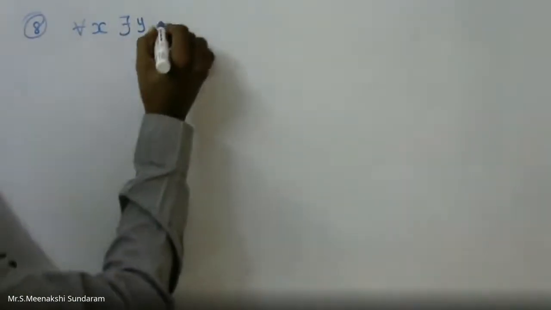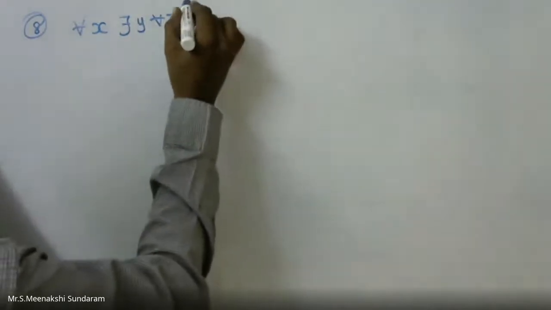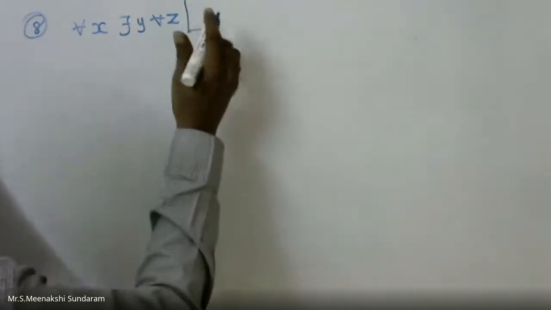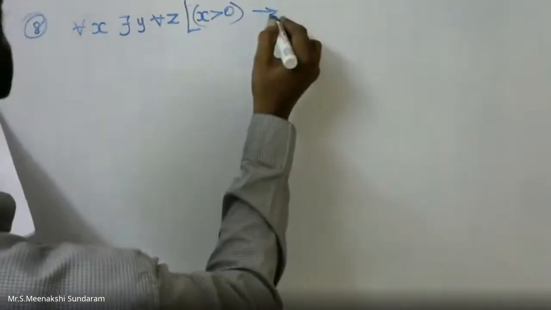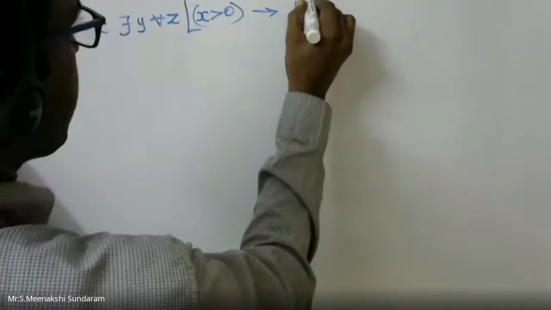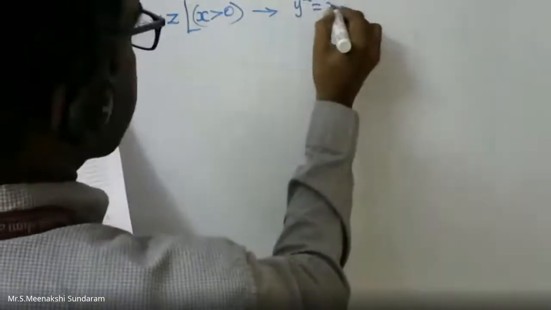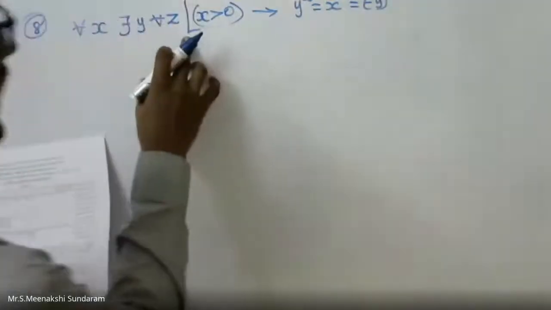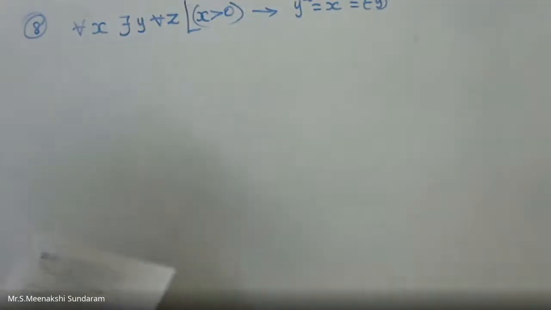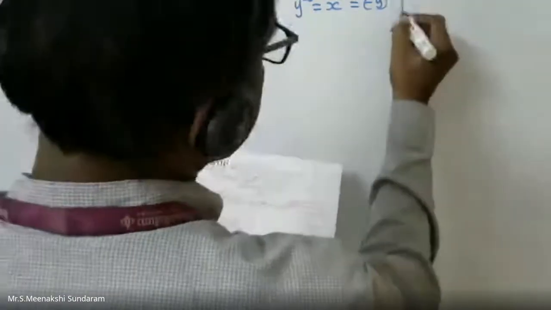For all x, there exists a y, for all z, where x is the least integer greater than 0, y square equal to x, which is equal to minus y the whole square. This is indicating the greatest integer function. That is, 2.9 will come, you can take it as 2. 2.1 will come, also you can take it as 2. Minus x square, greatest integer function.